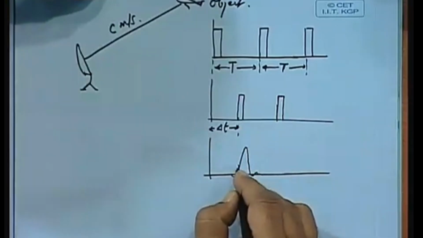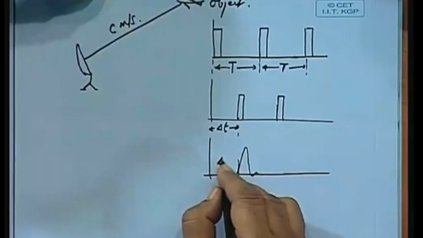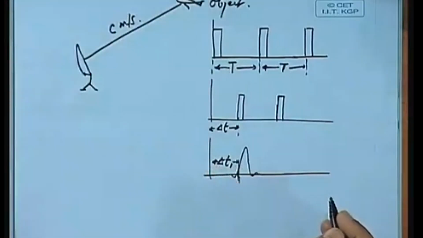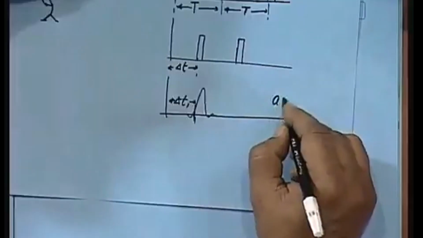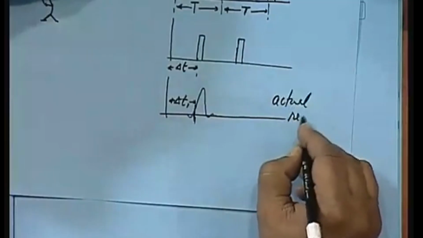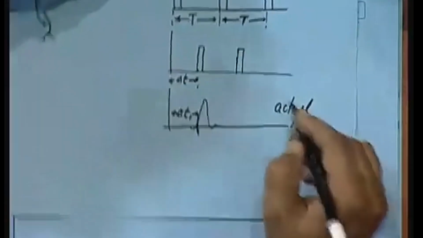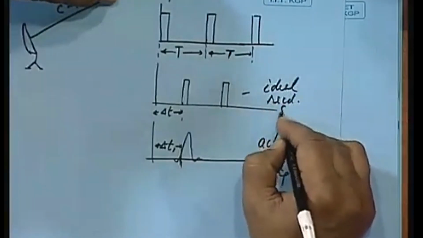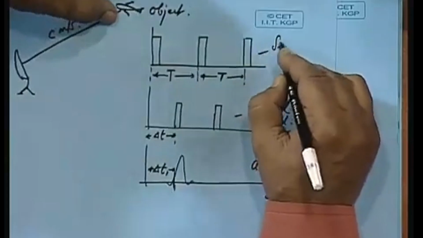So, there is a threshold that we take and this is our actual time we are counting, okay. It will be contaminated by noise and there is a filtering effect of the space. So, this is the actual received signal and this is the ideal received signal, this is the sending pulses.